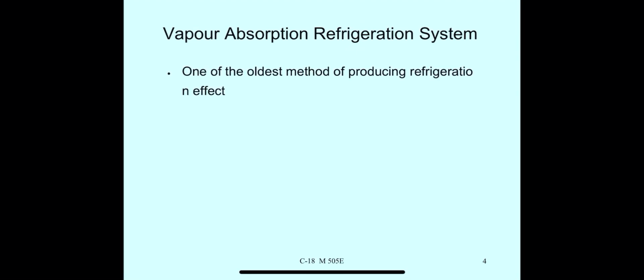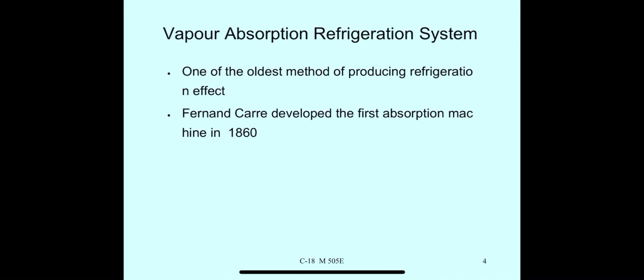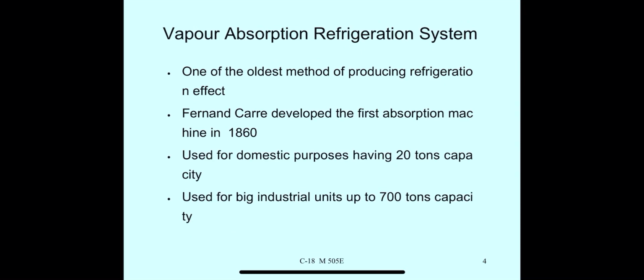The vapor absorption refrigeration system is one of the oldest methods of producing refrigeration effect. Ferdinand Carre developed the first absorption machine in 1860, used for domestic purposes, having 20 tons capacity, and it is used for big industrial units up to 700 tons capacity.